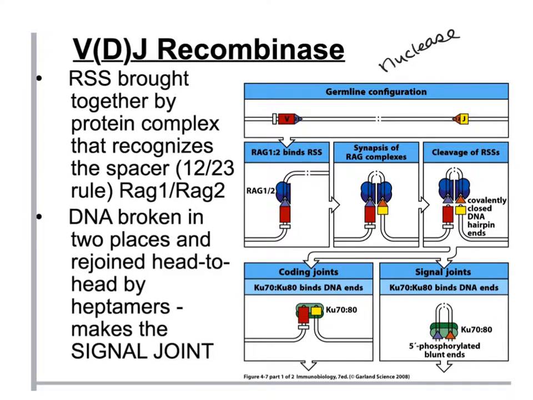So they have to bind the RSS, they cleave at the RSS, and what happens, which is really cool, maybe not for you, but for me, is that on the ends of these DNA, where we had, in this case, we're just doing a VJ joining, so this is a light chain. At the very ends here, the DNA creates this closed little loop called a hairpin loop.